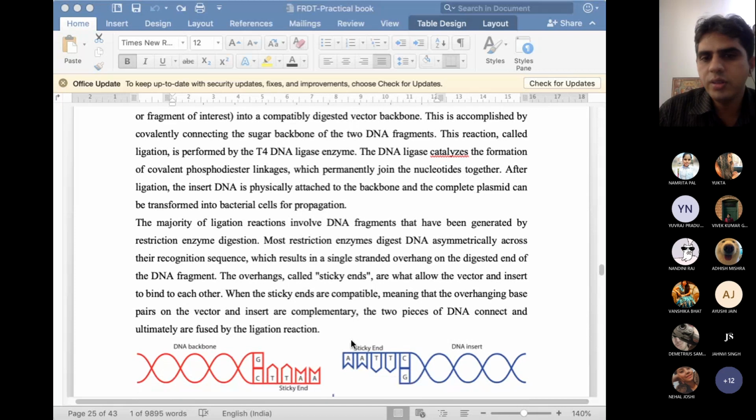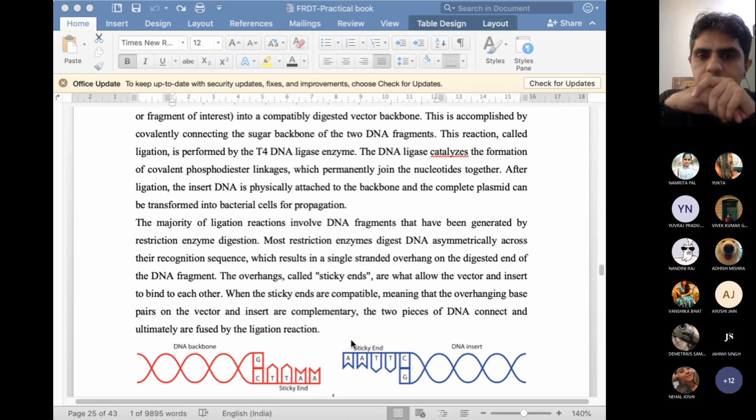Okay, so the majority of ligation reactions involve DNA fragments that have been generated by restriction enzyme digestion, because sticky end generation makes your ligation a bit faster and more efficient. It's not that if you have blunt ends, your DNA ligase won't join them. DNA ligase can even join blunt ends, but it is going to be a bit slower process, because it's necessary that the two ends come close to each other. If they are roaming freely and are very far away, then they won't join together.